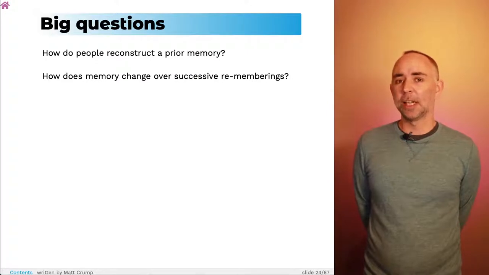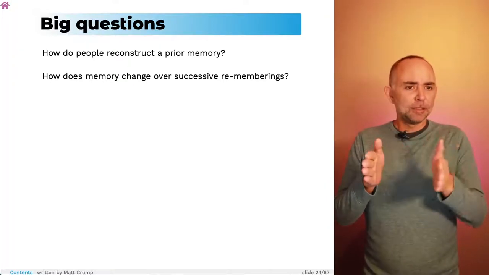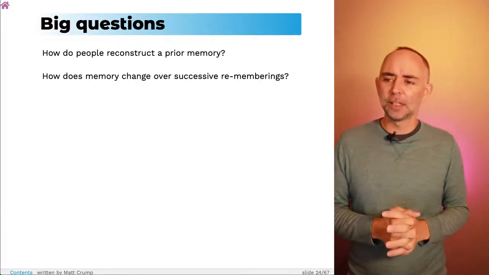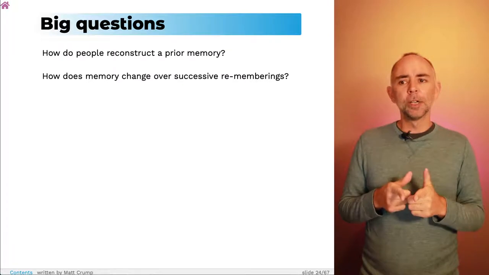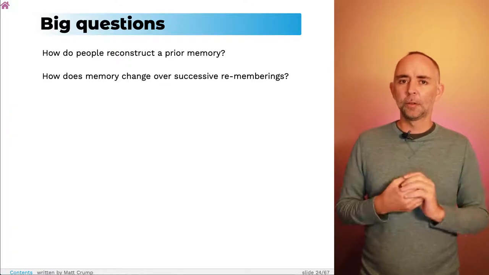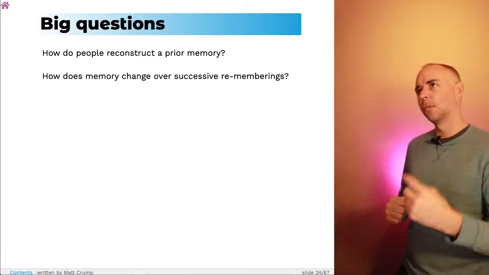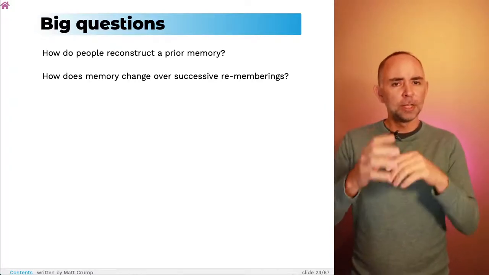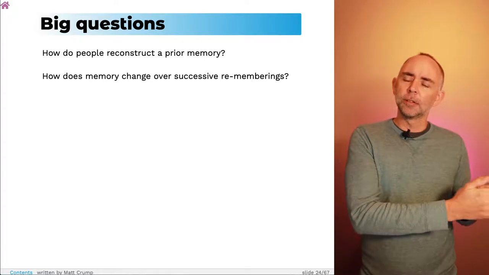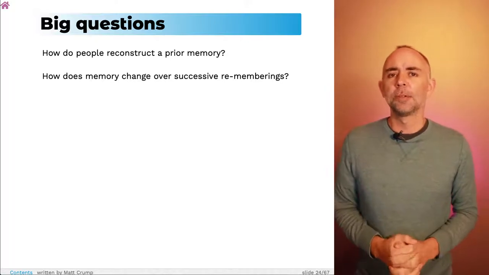Also, it's a little bit like Ebbinghaus, but slightly different. Ebbinghaus tried to remember lists of things over and over and over again, and he practiced doing it. Bartlett wasn't so interested in that, but he was interested in how your memory might change over successive rememberings. So if you remember something now, you have to reconstruct what happened, and then you have some idea of what happened. What if you wait, and then you try to remember that thing again, and you keep doing that? Does your memory stay the same every time you remember a prior experience? Or does your memory kind of drift and change as you learn how to reconstruct those experiences differently?